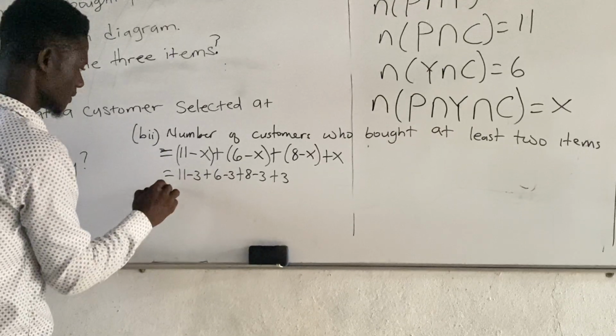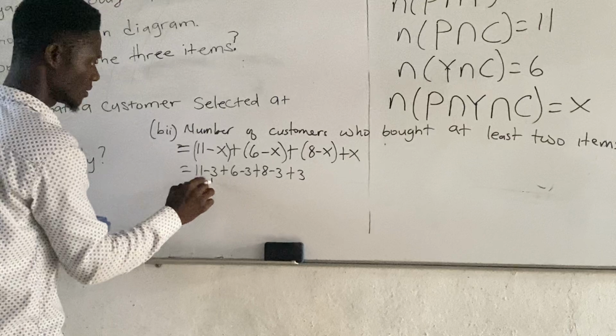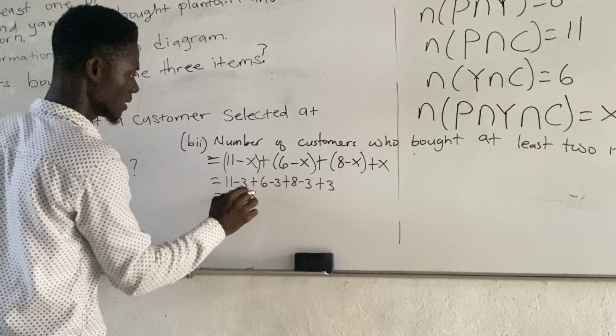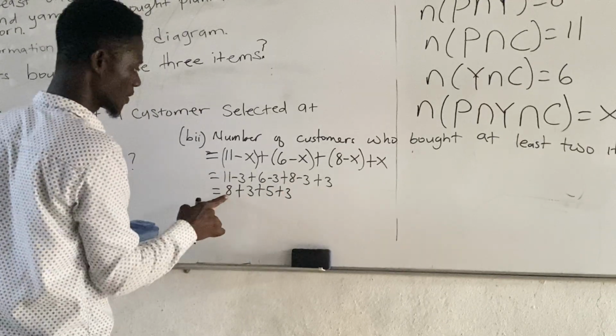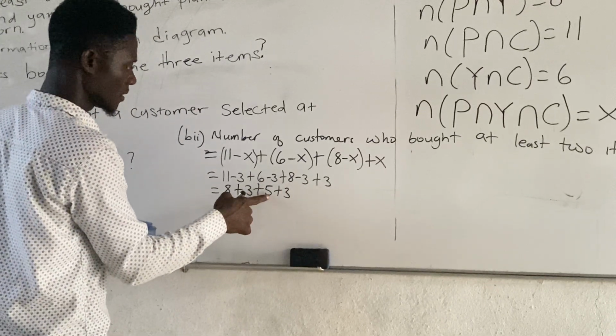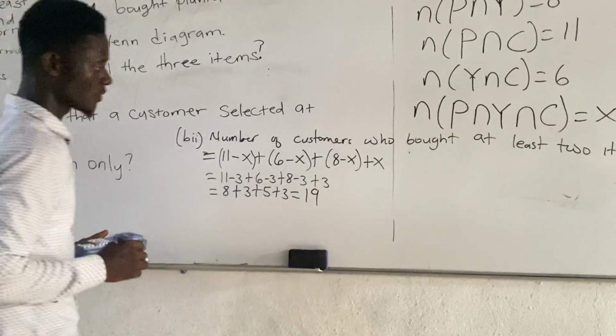So 11 minus 3, that will be 8. 6 minus 3 is 3. 8 minus 3 is 5, plus 3. So this will be 11, this will be 16, this will be 19. So this will be 19.